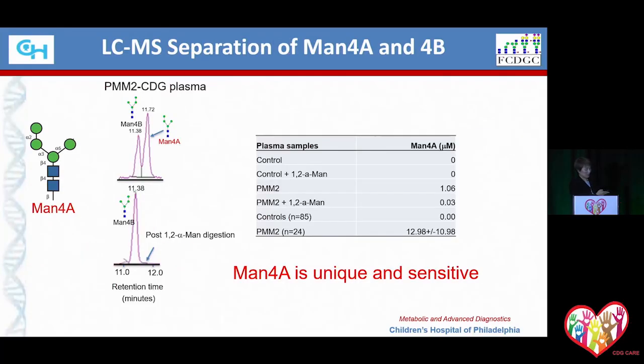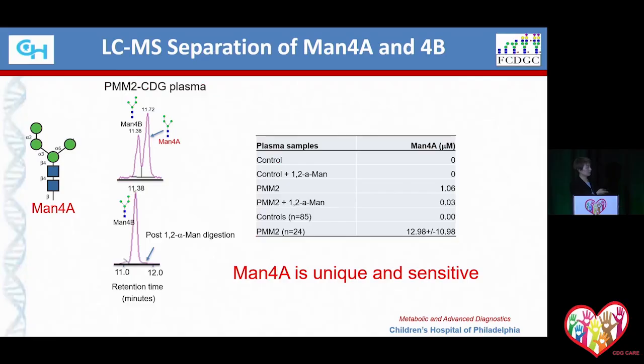So, to cut the story short, we separate MAN4A and 4B, and we can identify the PMM2 or CDG specific MAN4A by using 1,2 alpha mannose digestion. When they are sensitive to this digestion, then we know this is MAN4A. Once we separate them, we can find nothing in our controls. So this is a very unique marker.